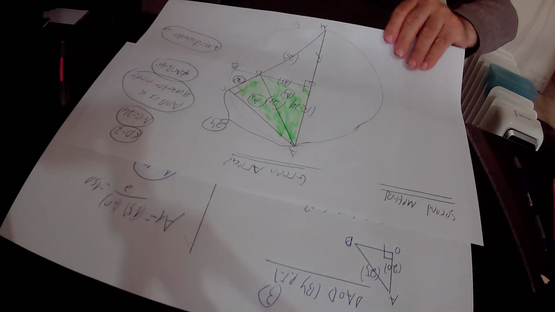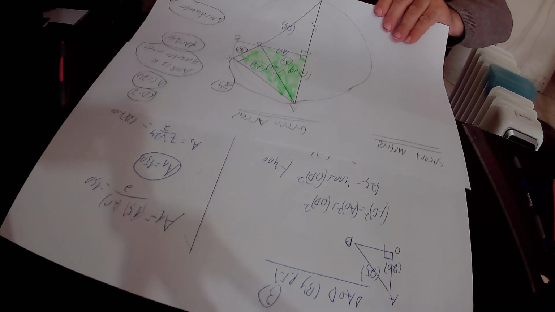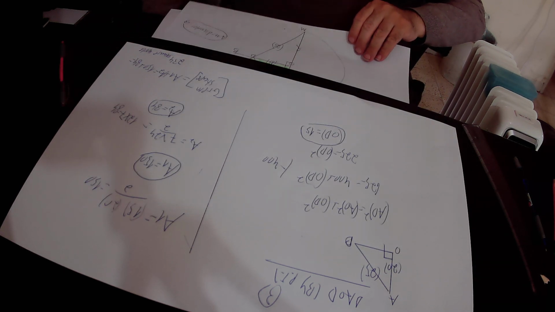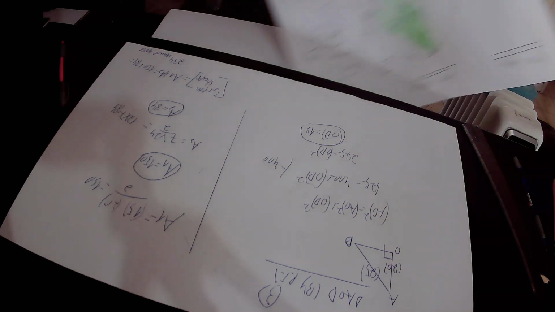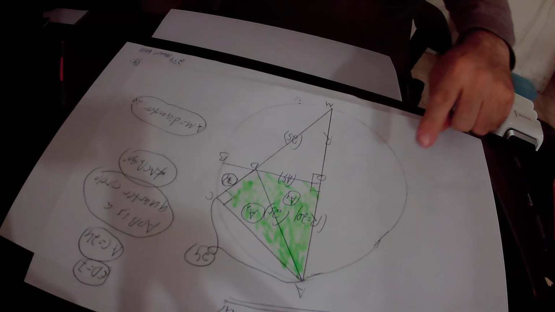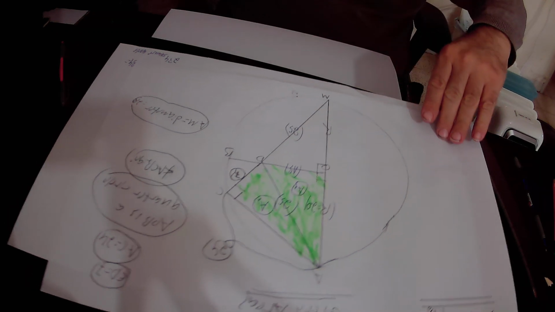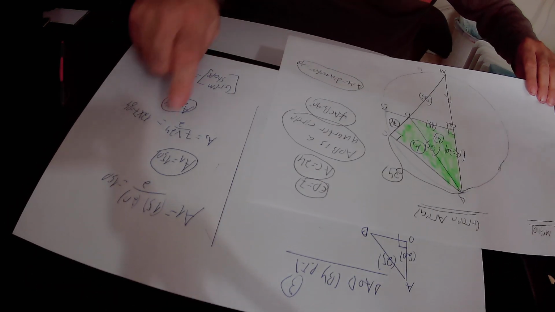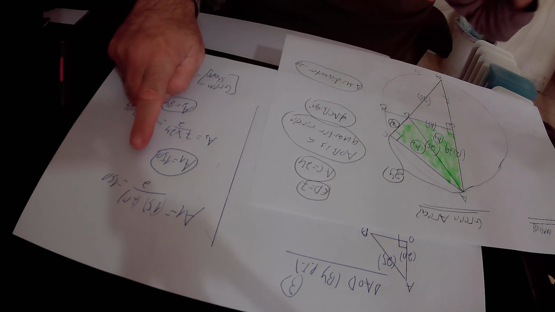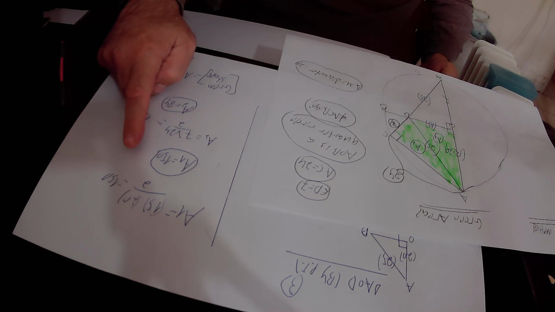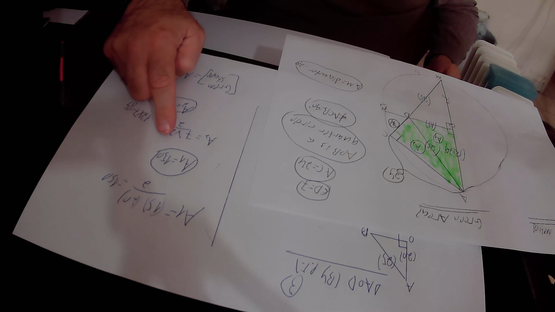So what is the area of the right triangle AOD? The area of the right triangle AOD equals the base that is 15 times the height that is 20, over 2. So A1 equals 15 times 20 over 2. 15 times 20 is 300, and 300 over 2 is 150. So in conclusion, A1 equals 150 square units.